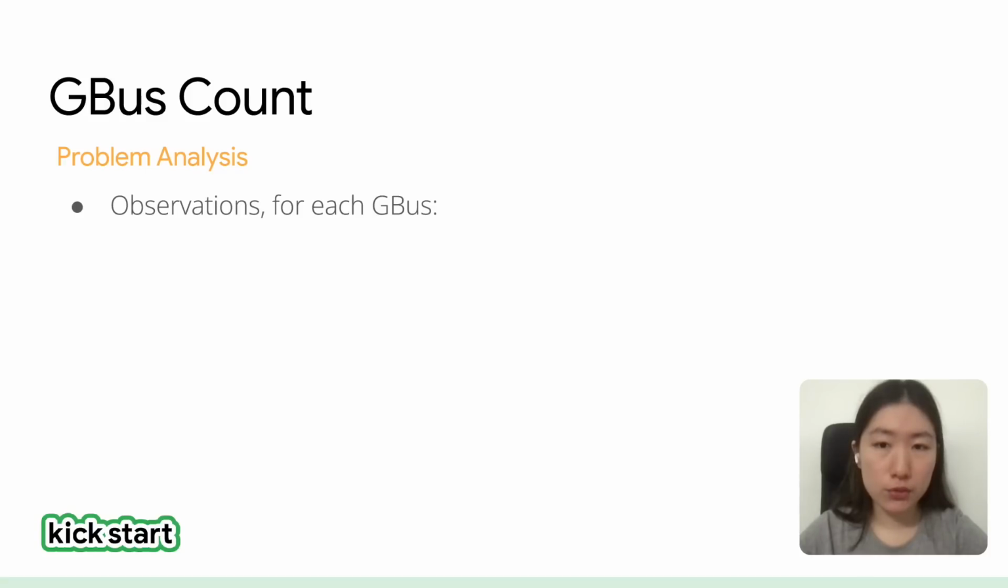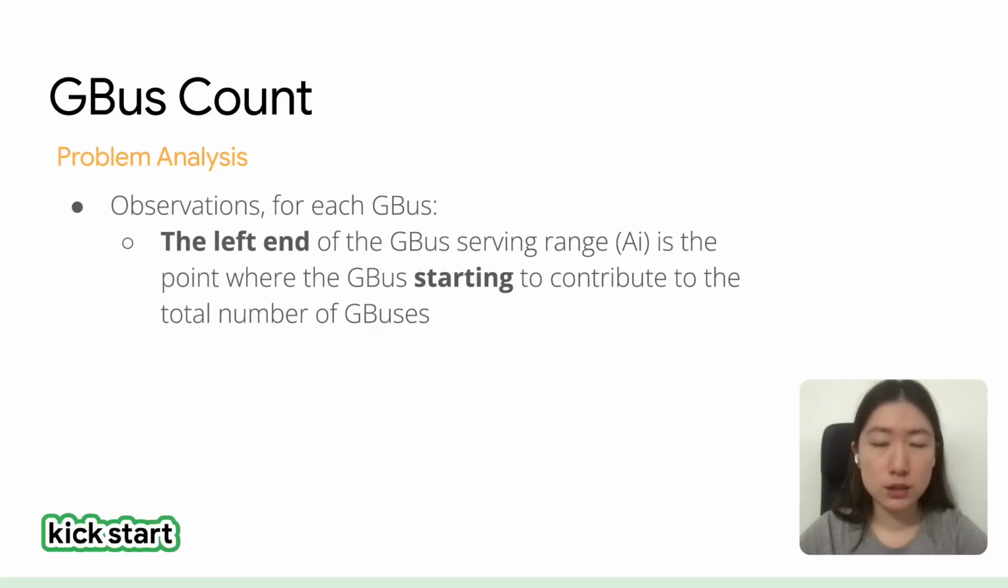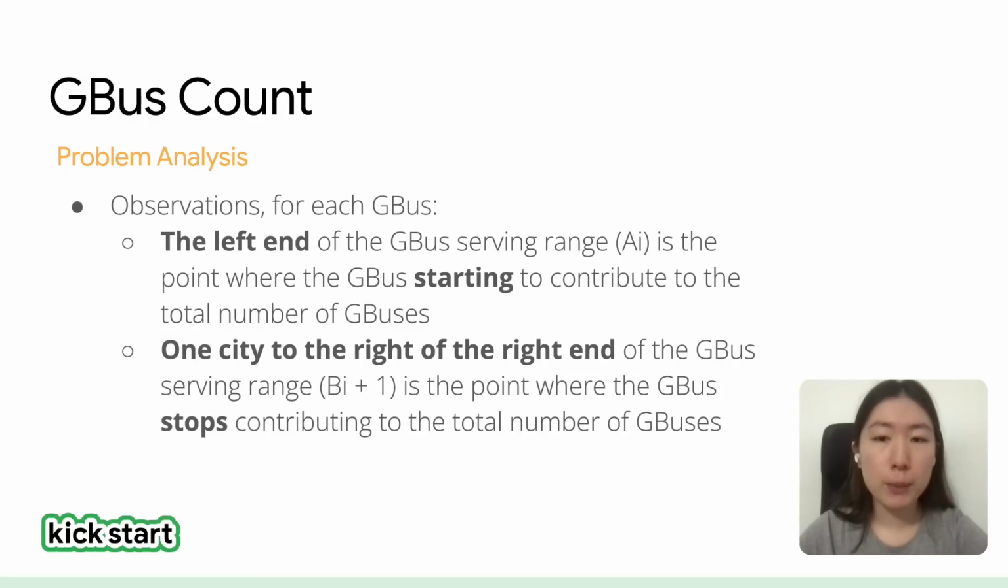Based on the simulation above, we have some observations: when scanning through the cities from left to right, for each of the GBuses, first, there will be a certain point where the GBus starts to contribute to the total number of GBuses. This point is the left end of the GBus serving range, which is Ai. And there will be another point where the GBus is out of the serving range and will never come back again. This point is one city to the right of the right end of the GBus serving range, which is Bi plus 1.